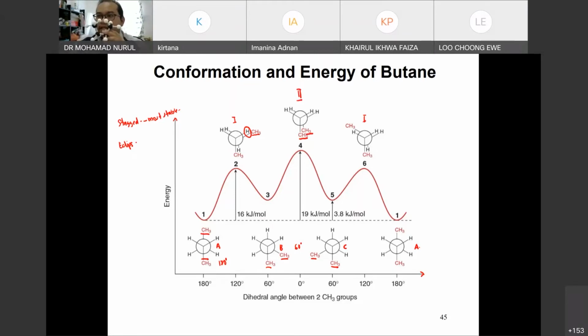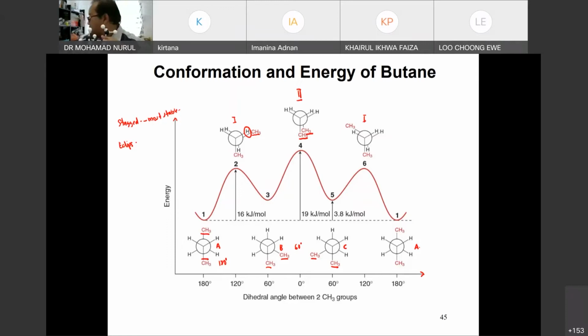So I'm repeating again, staggered is more stable compared to eclipsed. Staggered has two types, one is anti and the other one is gauche. Anti is more stable compared to gauche because the bulky groups, the big groups, are 180 degrees further apart, like this. Meanwhile for gauche it is only 60 degrees.